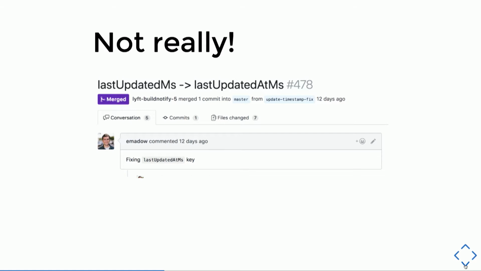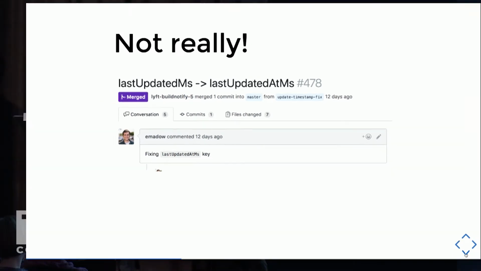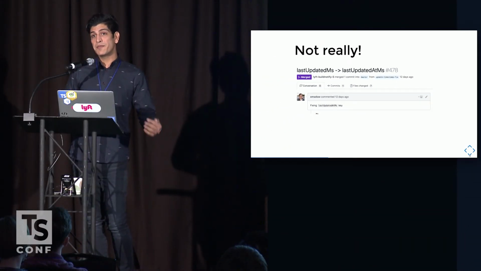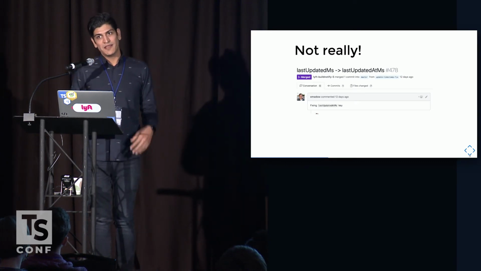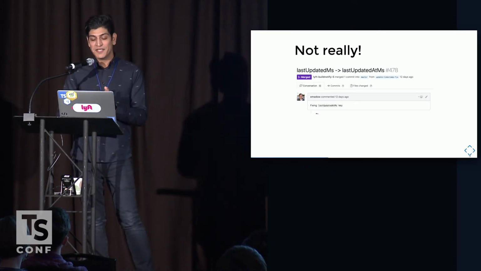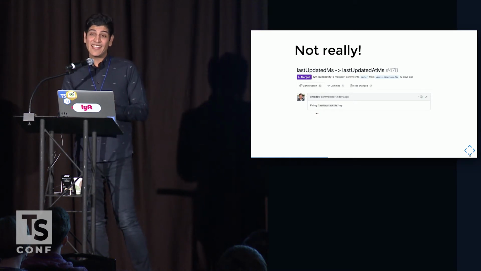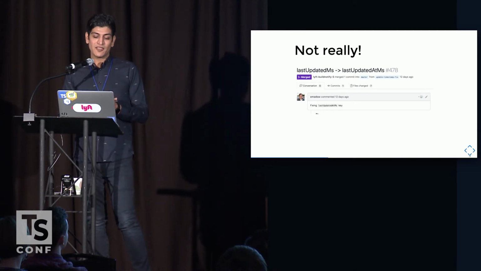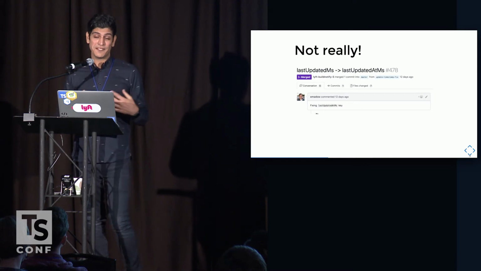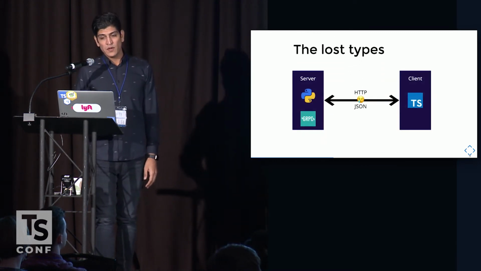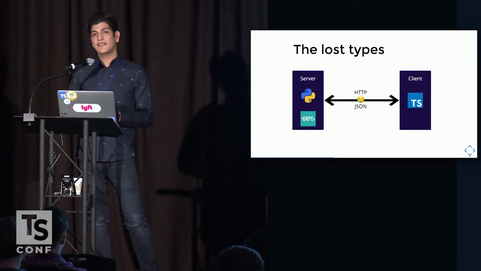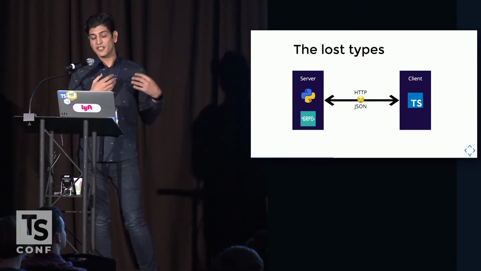But this object that we are working with, this document object, is coming from an API, and we don't know that API response, so we have some interface in our repository that represents what this API returns. But that API decided to return lastUpdatedAtMS instead of lastUpdatedMS, and broke us without us knowing it. So what happened here is a phenomenon that I call the lost types.